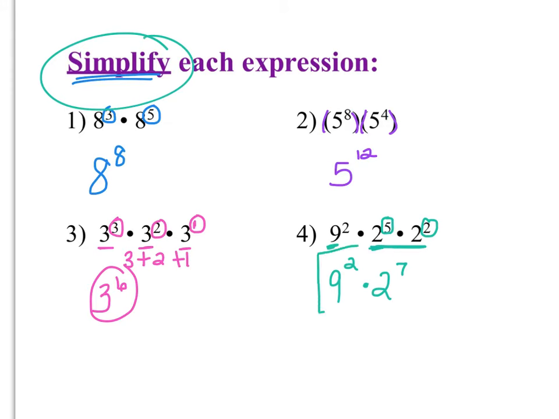I cannot simplify any further. I have no like terms. I don't have any like bases, so therefore I cannot combine my exponents. 9 to the 2nd times 2 to the 7th is my simplified answer.